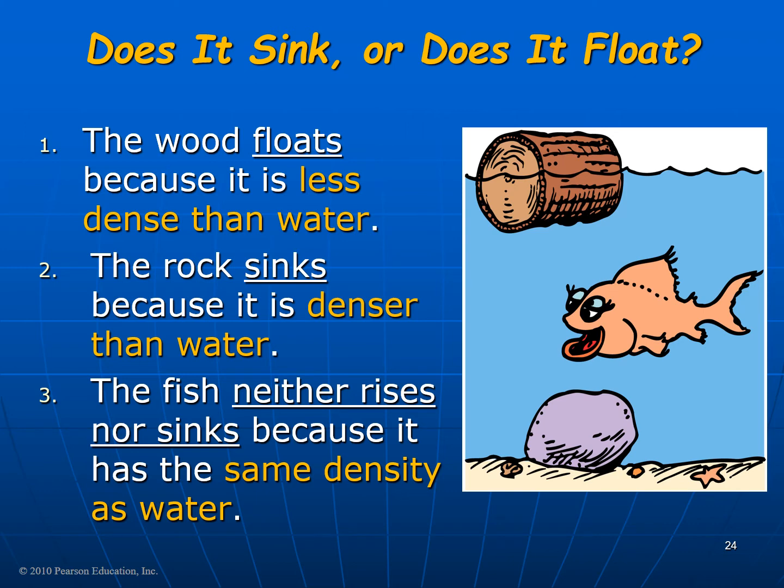So the wood, which has less density, will float because it is less dense than water. The rock, or the stone, will sink since it is denser than water. But with regard to the fish, it neither rises nor sinks. Why? Because it has the same density as water, so it will be suspended there.